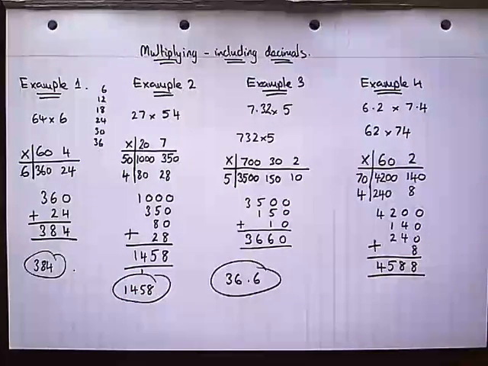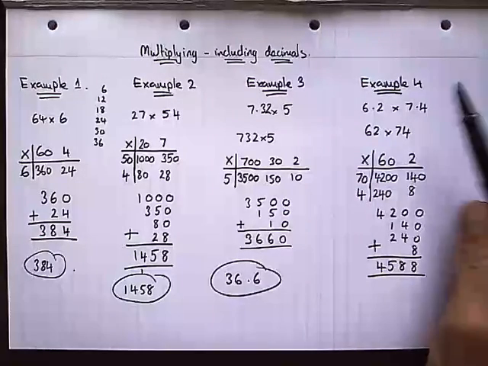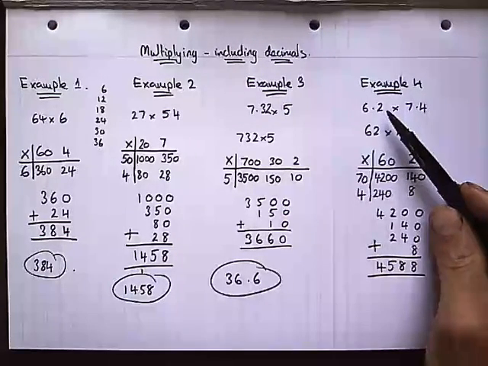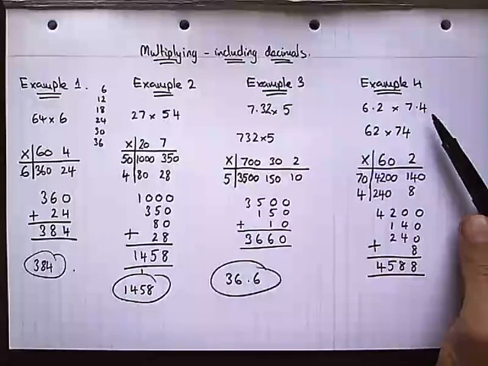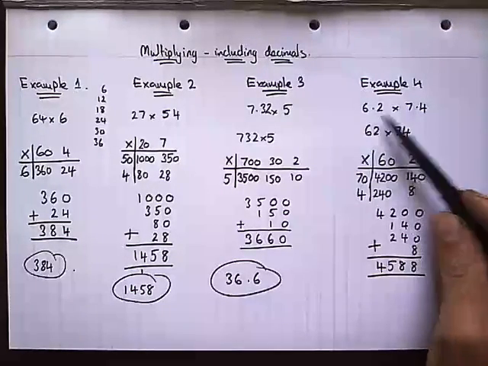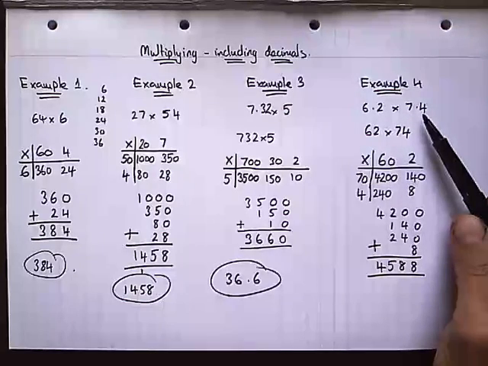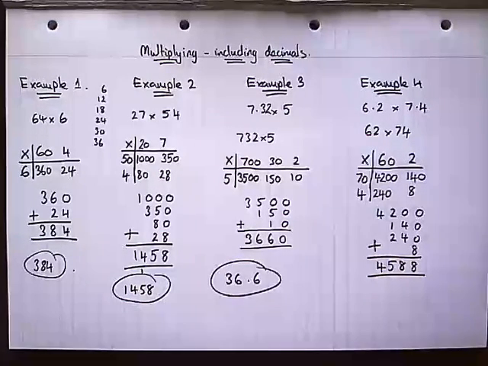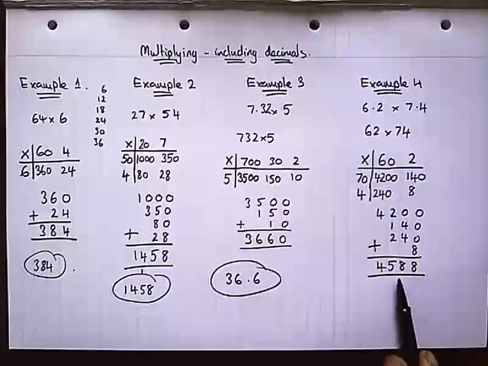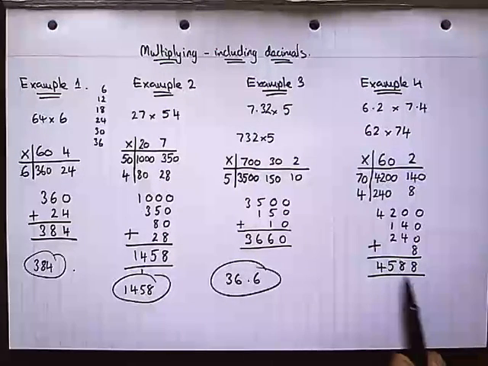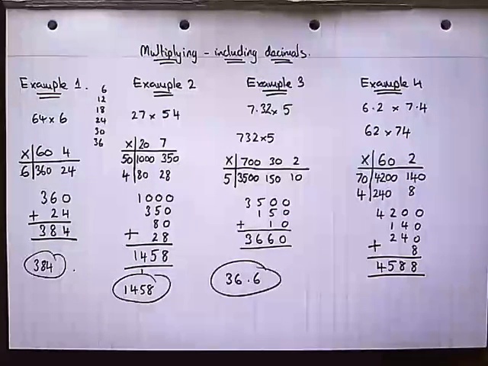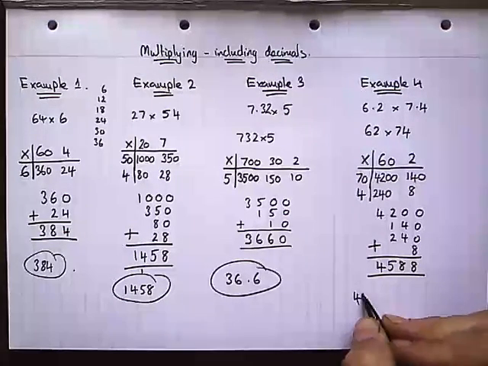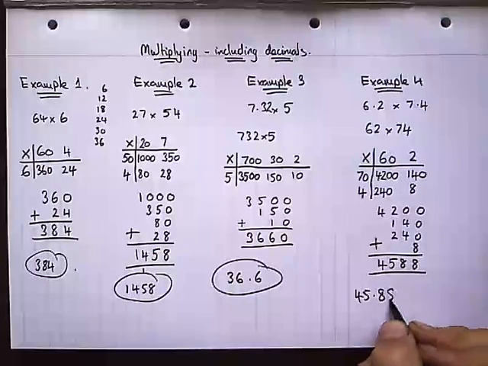Now go back to the question. The first number has 1 number after the decimal point. The second number has 1 number after the decimal point. So in total, I've got 2 numbers after the decimal point. So again, I'm going to have to make sure there's 2 numbers after my decimal point. So that's going to be the 8 and the 8, and the decimal point will go just after the 5. So the answer is 45.88.